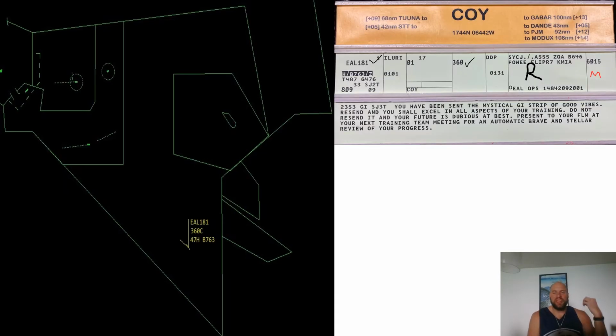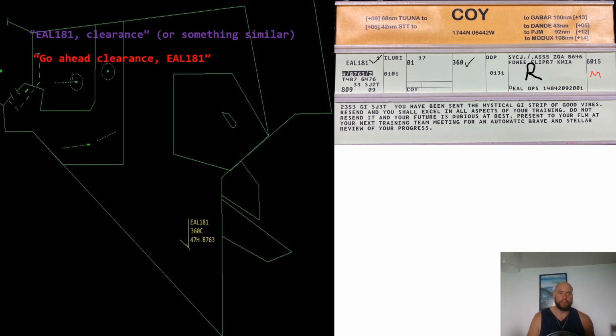Since we are introducing new information to the aircraft, let's go back to our original example and get the aircraft's attention before we start rambling off a well-said clearance as dictated by Chapter 4. So let's get their attention. Eastern 181, clearance, or something similar. Eastern 181, amendment to route of flight, advise when ready to copy. Eastern 181, clearance to Miami Airport, advise when ready. Something like that, just get their attention, get the pen and pad ready, getting ready with the FMS as well to punch it in. Go ahead, clearance, Eastern 181.